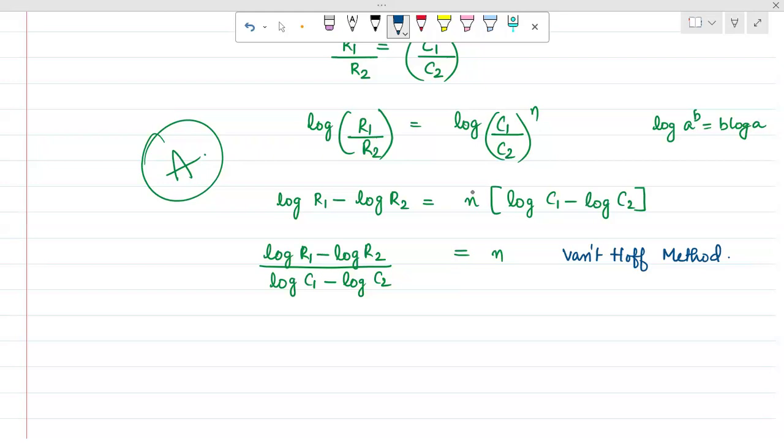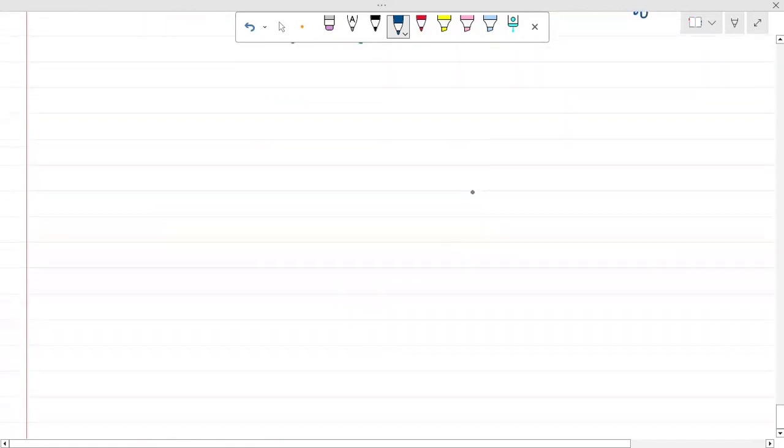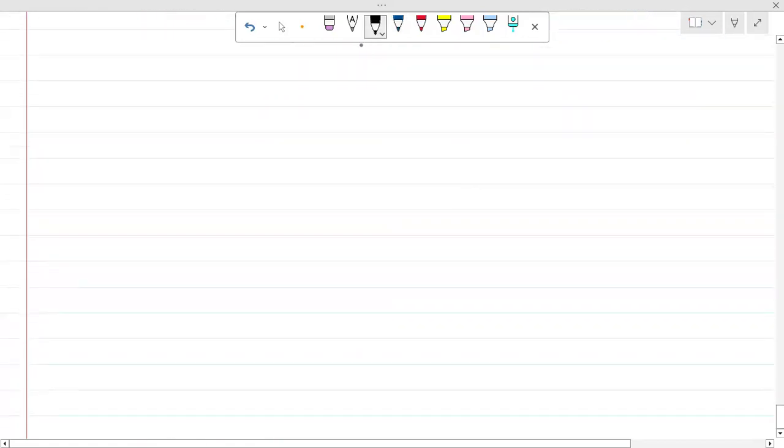Last question. This was asked in CSIR, to find the order only. Question number 26.